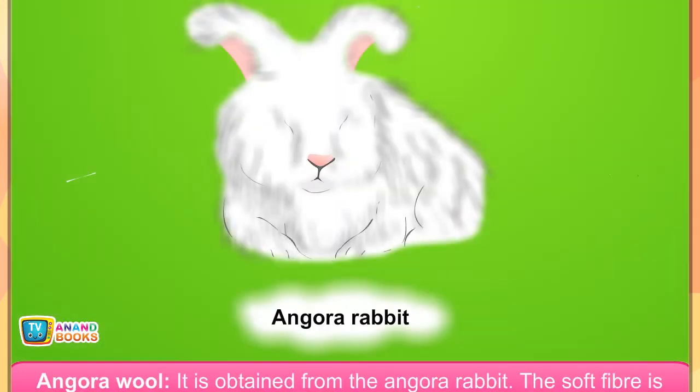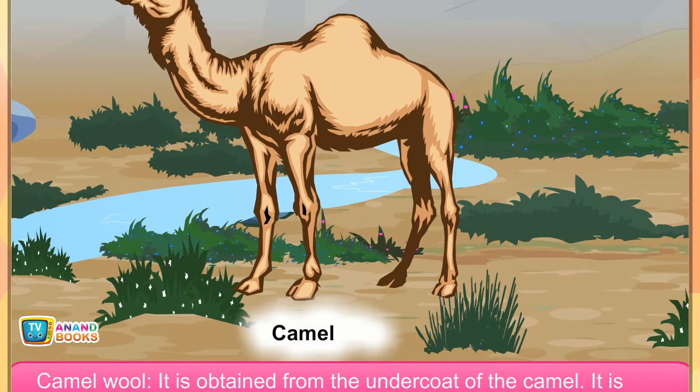Angora wool. It is obtained from the Angora rabbit. The soft fiber is used in sweaters and clothes for infants. Camel wool. It is obtained from the undercoat of the camel. It is very soft and fine and used to make fabrics, coats, and sweaters.